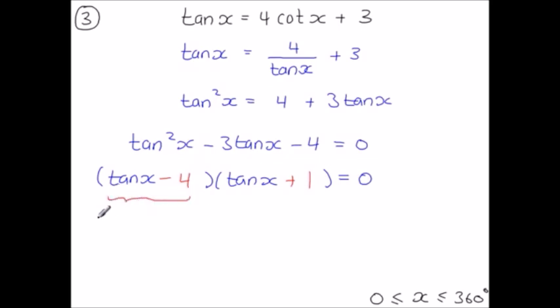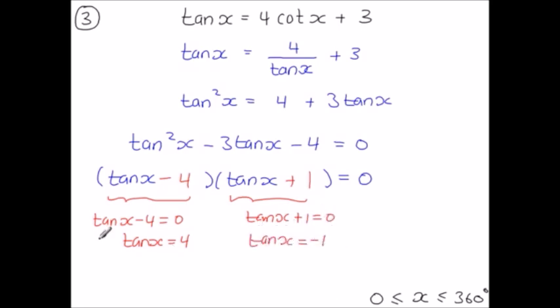So from here we've got tan x minus 4 equals 0, so tan x is equal to 4, and from here we have tan x plus 1 equals 0, so tan x is equal to minus 1, so inverse tan 4 to get solutions here, inverse tan minus 1 to get solutions here, and we need to stick within this range. So the values of x, 4 solutions.